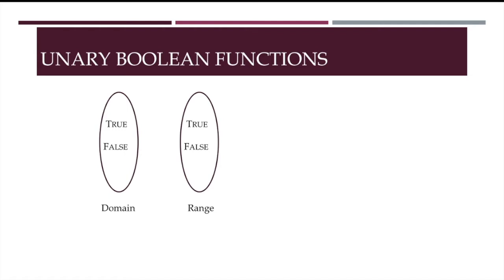If the domain is composed of single truth values, then we have a unary Boolean function. A unary Boolean function will map true in the domain to either true or false in the range, depending on the case, and the same goes for the truth value false. An example of a unary Boolean function is negation, which can be expressed in English as not P or it's not the case that P, where P can be any sentence such as snow is white or it's raining. Negation in particular maps the true to the false and the false to the true, so it simply inverts the truth value of the sentence it is applied to.